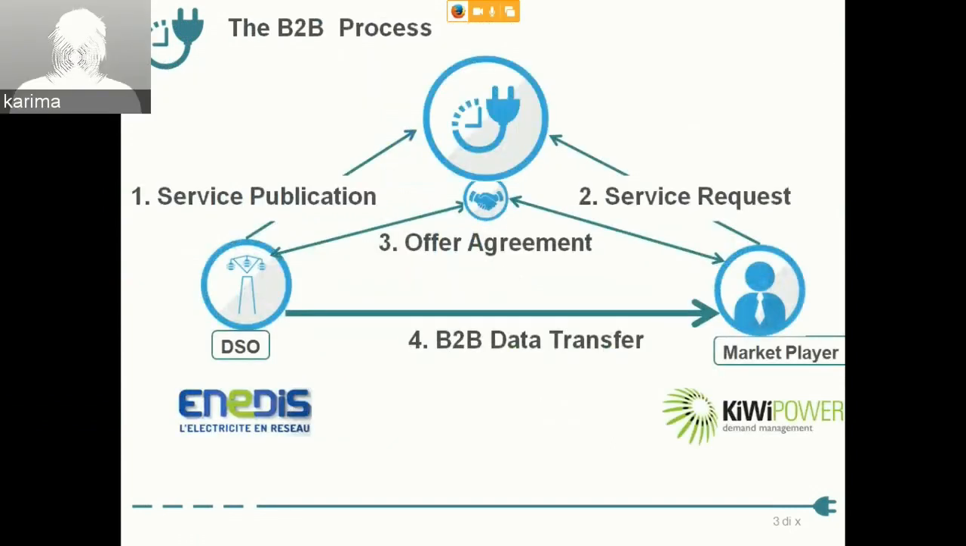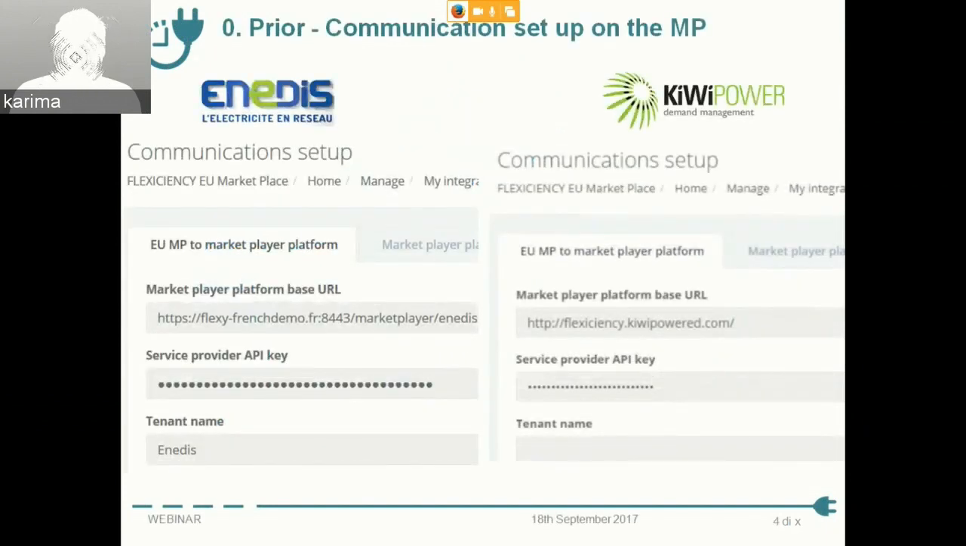Okay, so I'm going through 4 major steps of the B2B process, which starts from registration, as Zvone talked previously, from registration until the data delivery peer-to-peer between a data manager and a data requester. So from service publication, prior to all of these, as Zvone presented, we have to set up both our platforms for an automated exchange, first of all with the marketplace and afterwards with the B2B.